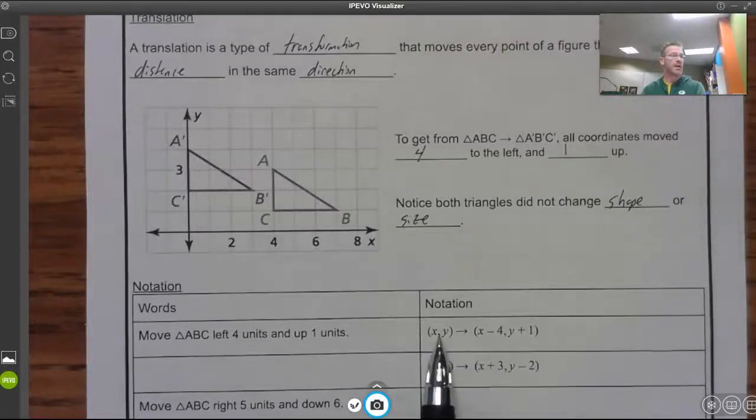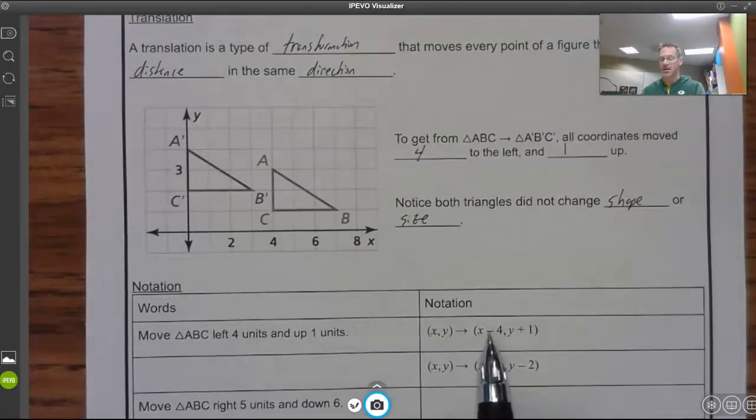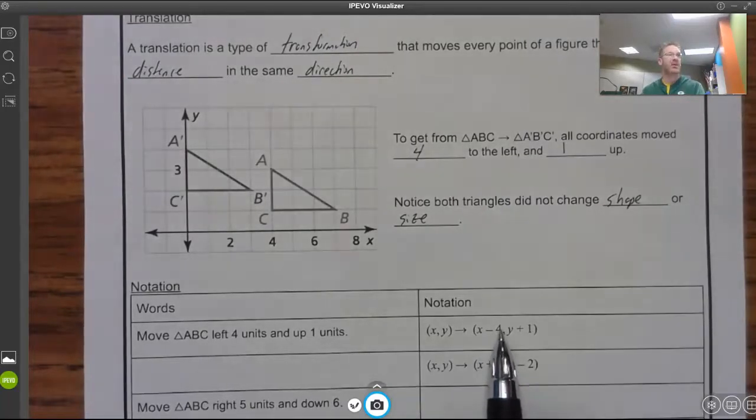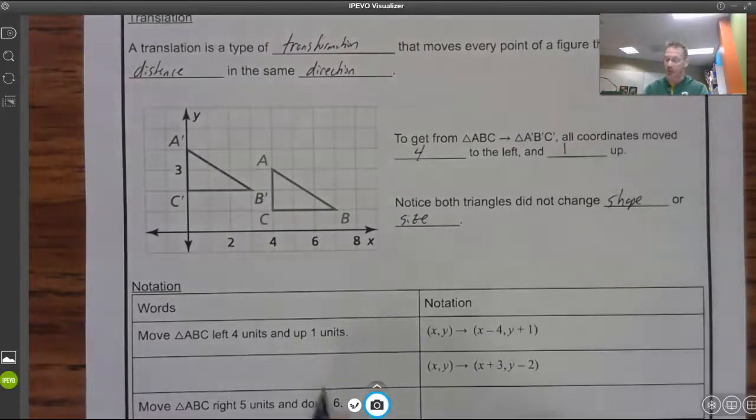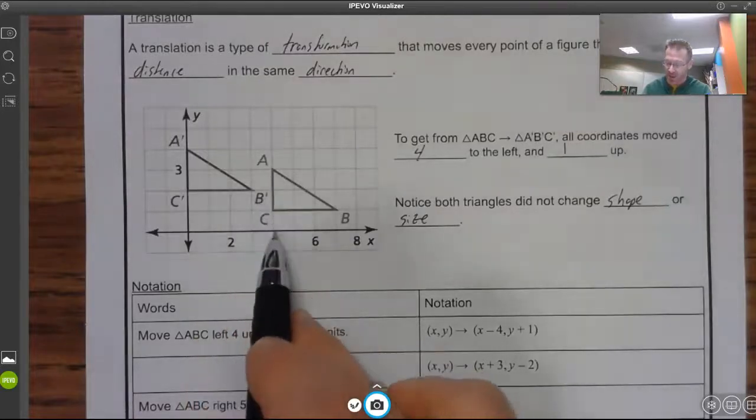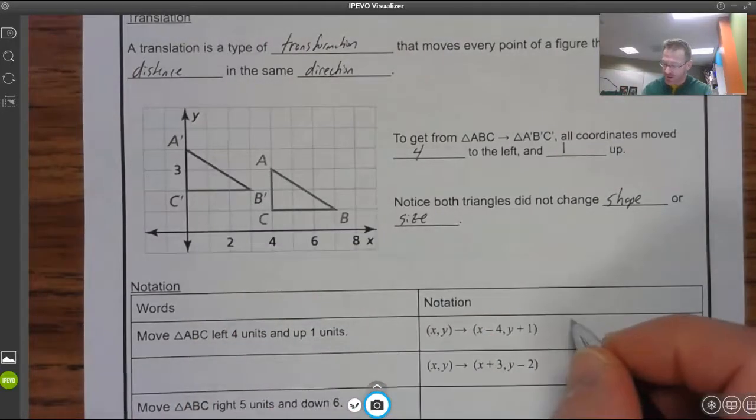Now the notation that goes with the translation is very direct here. It says x, y. So if you take your coordinate and you apply this to it, you'll get the new coordinate. So this says take x and subtract 4, which means move it to the left 4. This says take y, add 1, which means move it up 1. So for example, if I take A here, A is the point 4, 3.